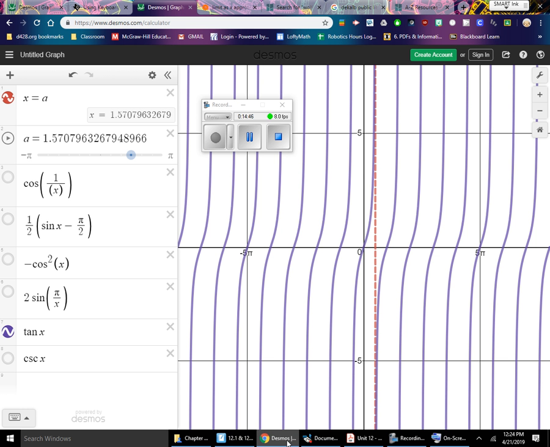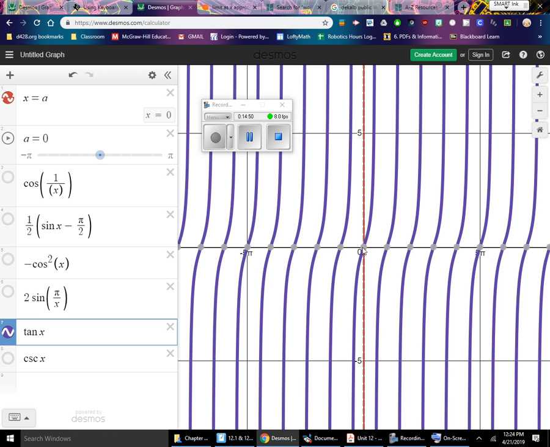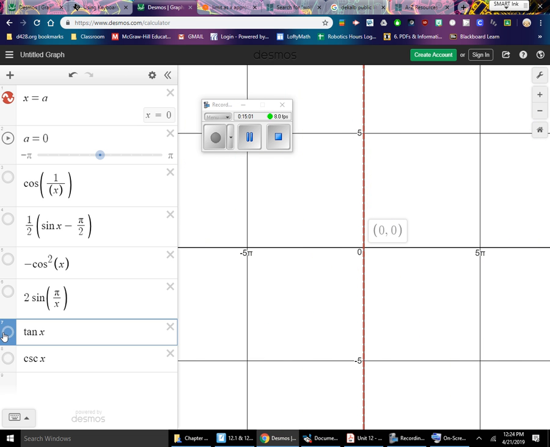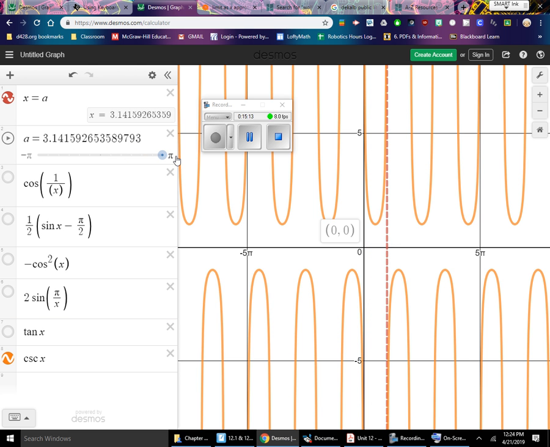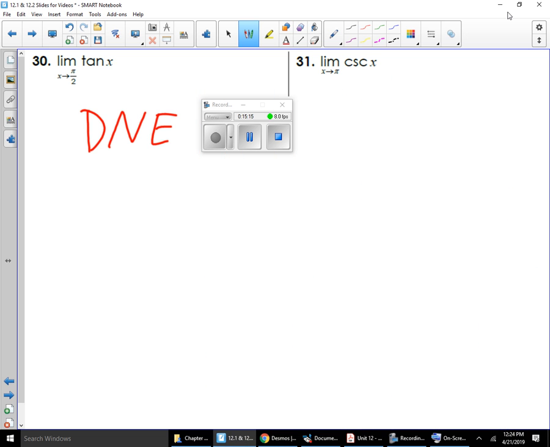Similar to the last one, it's worth noting that if I wanted the limit as x approaches 0 of tangent, that would just be 0. If I wanted the limit as x approached pi over 4, for example, that would be 1. So your old trig rules still apply here. Last but not least, we have cosecant. If they were asking us for cosecant of 0, that would be undefined, unfortunately. But they didn't ask us for cosecant of 0. They asked us for cosecant of pi, which is also undefined.